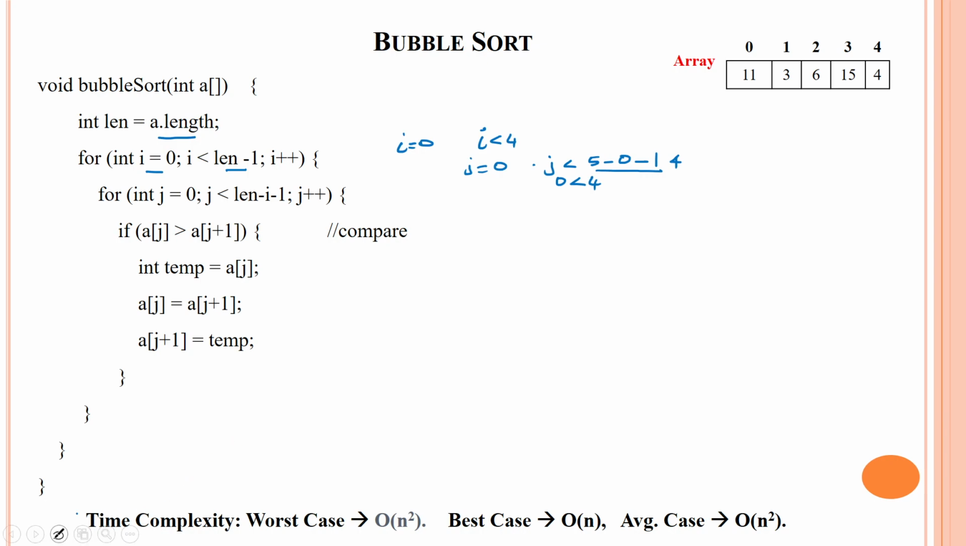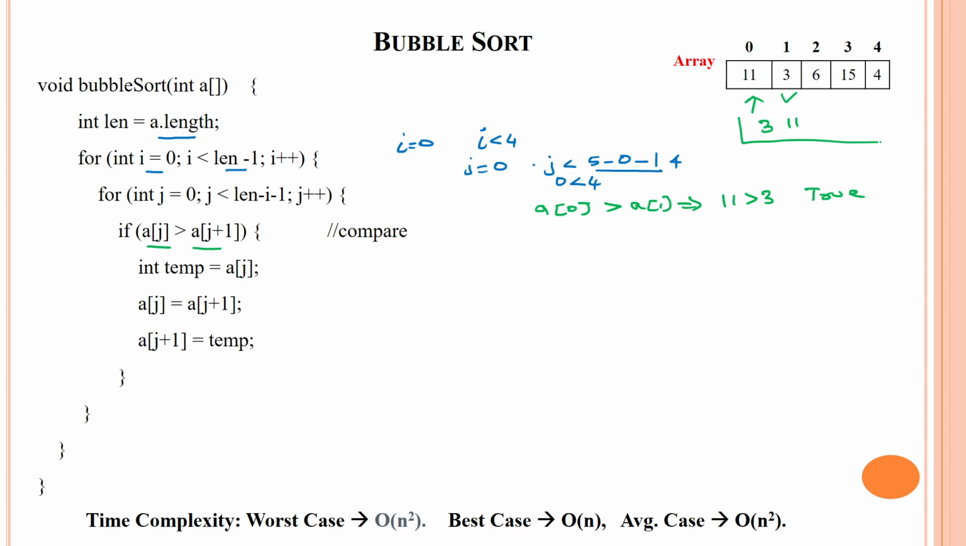So here what we are doing, we are checking first a of j greater than a of j plus 1. So a of j here is 11, a of 0 greater than a of 1. That means the current element is greater than the next element. So now we are checking based upon this condition, 11 greater than 3. Yes, it is true. When it is true, we have to apply the swapping. So after swapping, this 11 will come into the next position, and 3 will come into the 0th position.